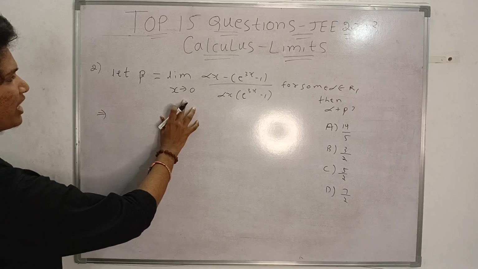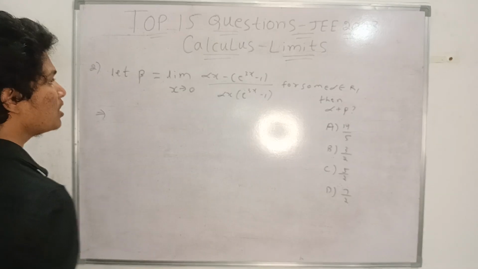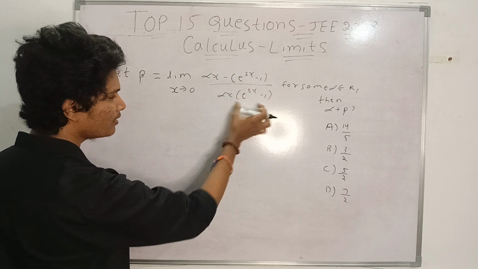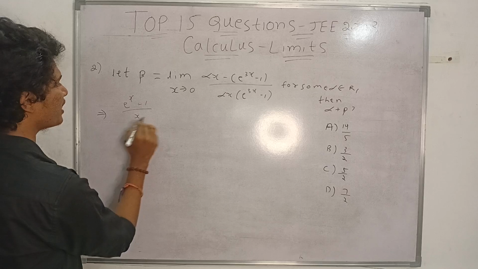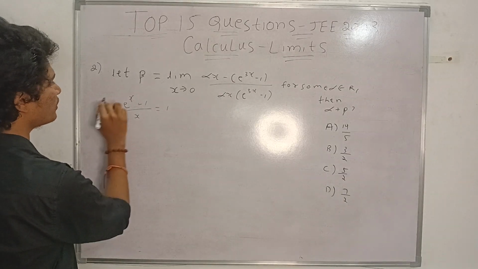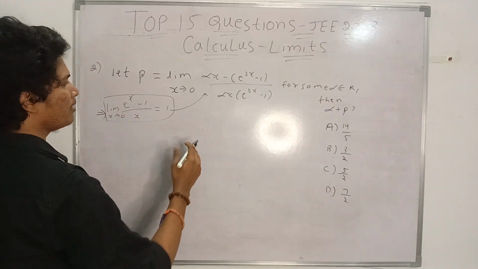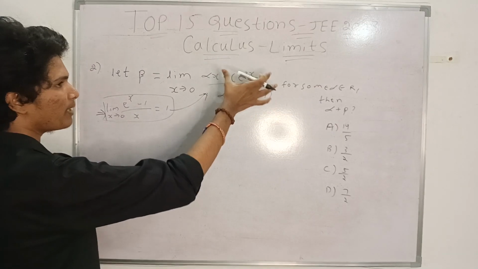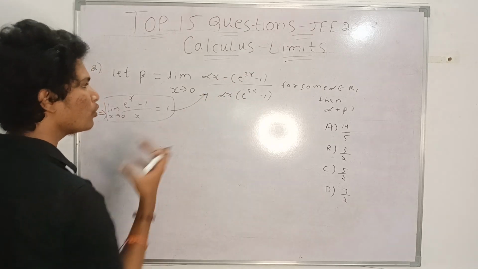Let beta equal to limit x tending to 0 of alpha x minus (e power 3x minus 1) divided by alpha x into (e power 3x minus 1). So by observing these things, it is clear that there is an identity here: e power x minus 1 divided by x equals 1 when the limit is approaching 0. You already know this identity. Directly you can apply here. But it is very good if you identify that for the numerator part you cannot apply because it is in the minus. When it is in the multiplication you can apply.